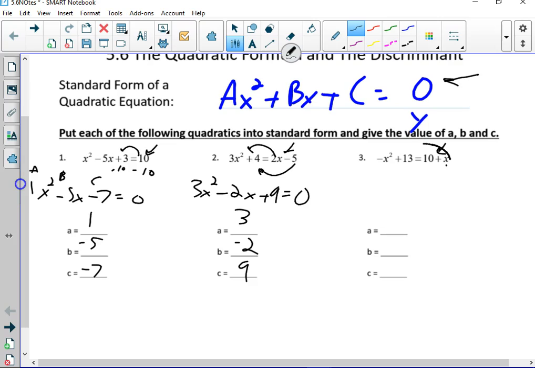We're going to move these both over. Again, there is no x to join with, so when we move that x over, it's just going to be negative x squared minus x, and then when we move the 10 over by subtraction, we end up with positive 3 equals 0. We know we're good to go. So this is really a negative 1. This is a negative 1, and that's a 3.